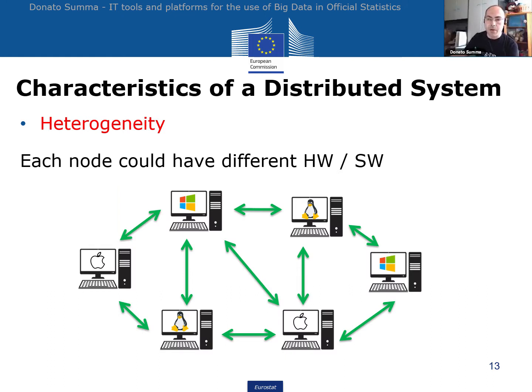The last characteristic that I want to point out is heterogeneity. This means that each node in the distributed system could have different hardware and software configurations. So, for example, we can put together and make work together several machines with several different operating systems smoothly.